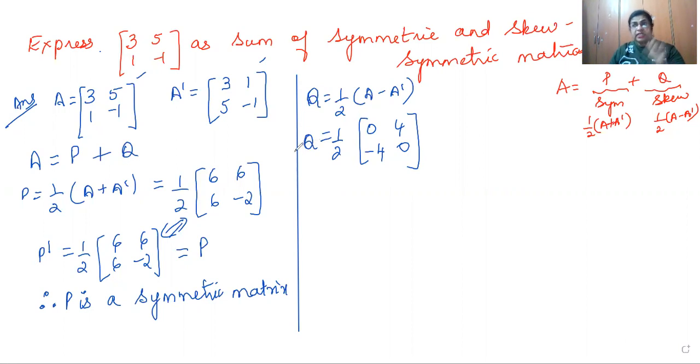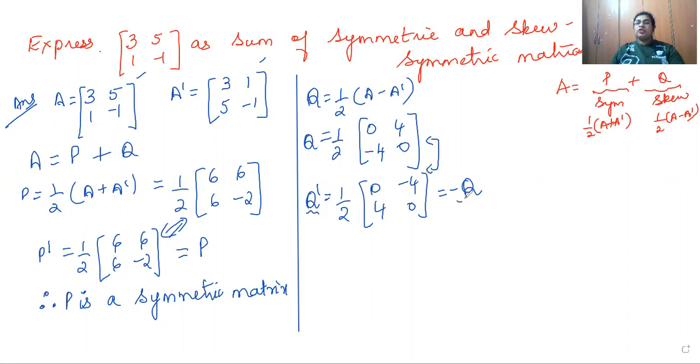I have to prove it is a skew symmetric. What is the skew symmetric matrix definition? When I take the transpose, it should be minus of the given matrix. So let us take Q dash. Q dash is equal to 1 by 2 of first row, 0, 4 will be the first column, second row, minus 4, 0 will be the second column. Now compare the two. Numbers are the same, but the signs are opposite. So I can write this is equal to minus Q. So you got Q dash is equal to minus Q. Therefore, what is the conclusion? Q is a skew symmetric matrix. So this another mark is over, second mark is over.